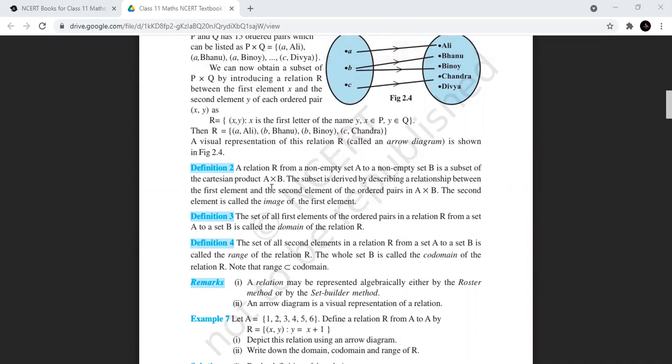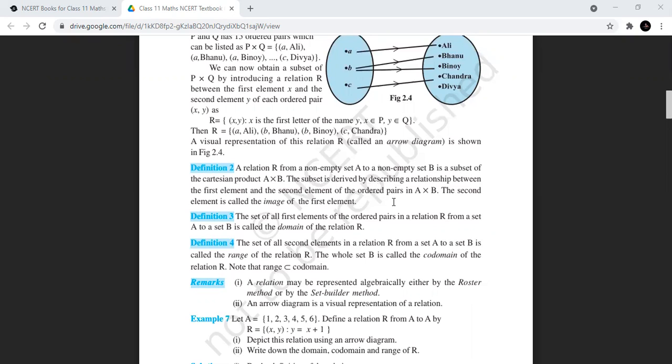So A cross B, we have seen how to find that for two non-empty sets. And now any subset of that. A cross B is also a set only. That is what we had seen in the last term. So various subsets of A cross B would be termed a relation, provided the subset is derived by describing a relationship between the first element and the second element.